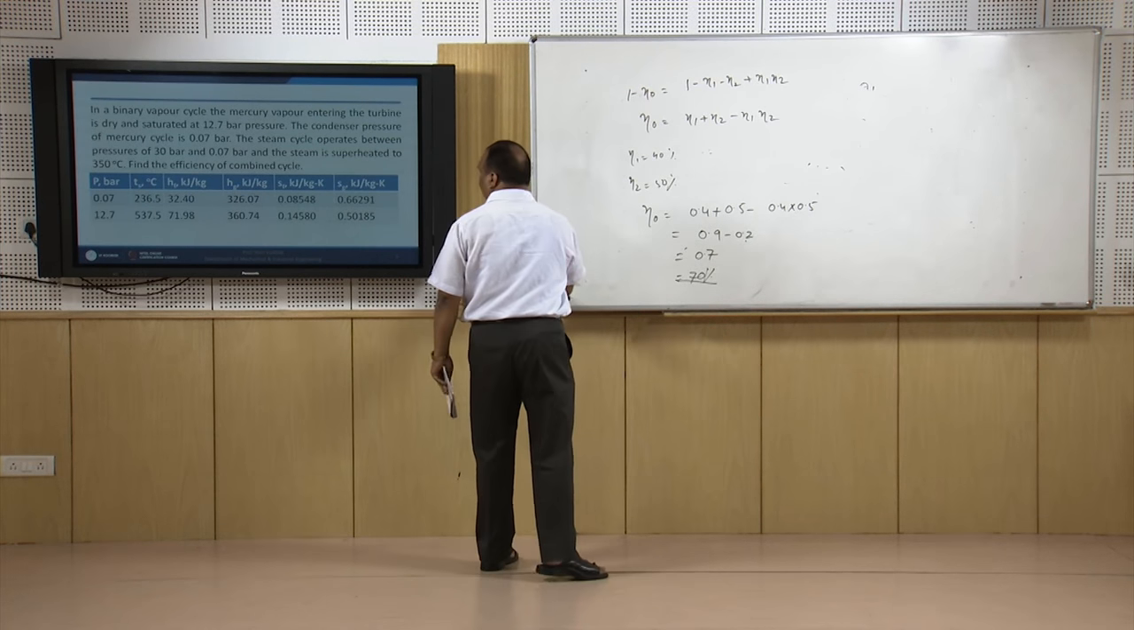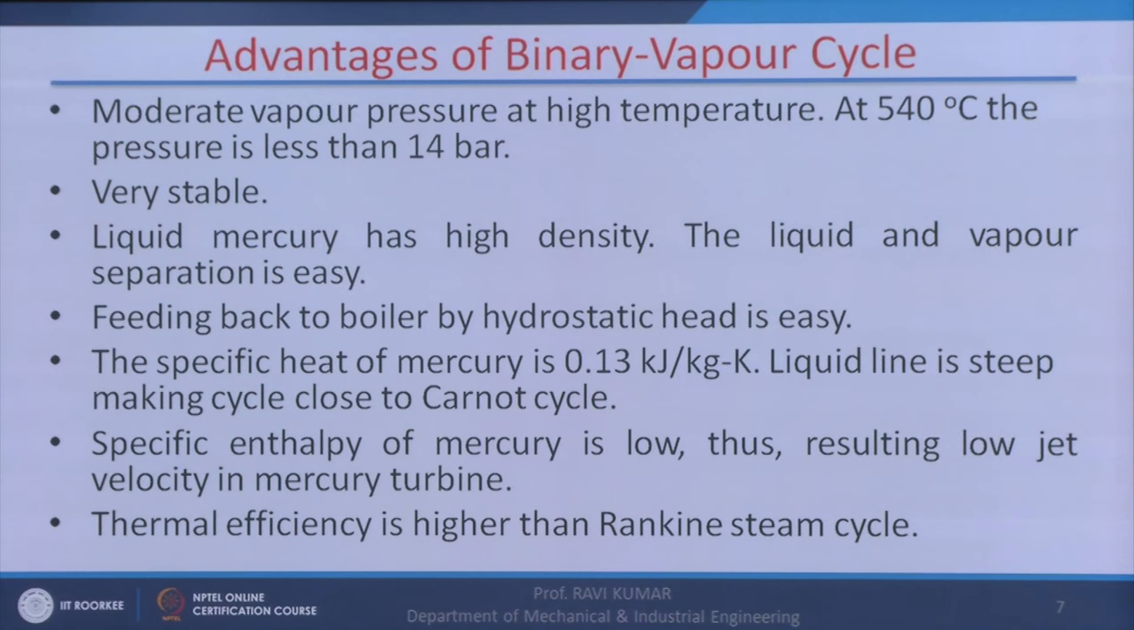Now, in addition to this, there are certain advantages of the binary vapor cycle. In a binary vapor cycle, if we take a combination of mercury and water, and mercury is used for the high temperature cycle, then at high temperature the pressure of mercury is moderate. For example, at 540 degree centigrade temperature, the pressure of the mercury is less than 14 bar. The mercury is stable at high temperature. That is another advantage of using mercury in this cycle.